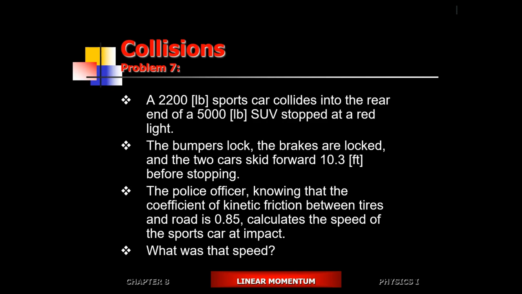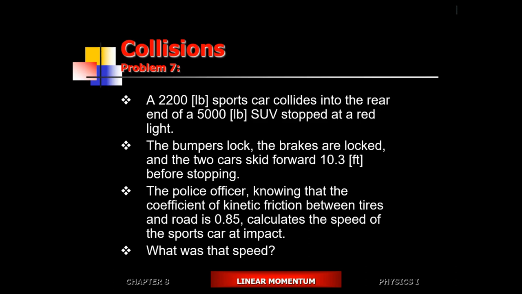So you show up at the scene, you measure the length of the skid marks, and then you need to figure out how fast this sports car was going. Obviously the guy caused the accident. Was he speeding? Was he moving at a normal speed? Was he being careless? It helps to know what the speed of the sports car is, especially if you can figure it out. That's useful information. So what was the speed of the sports car?